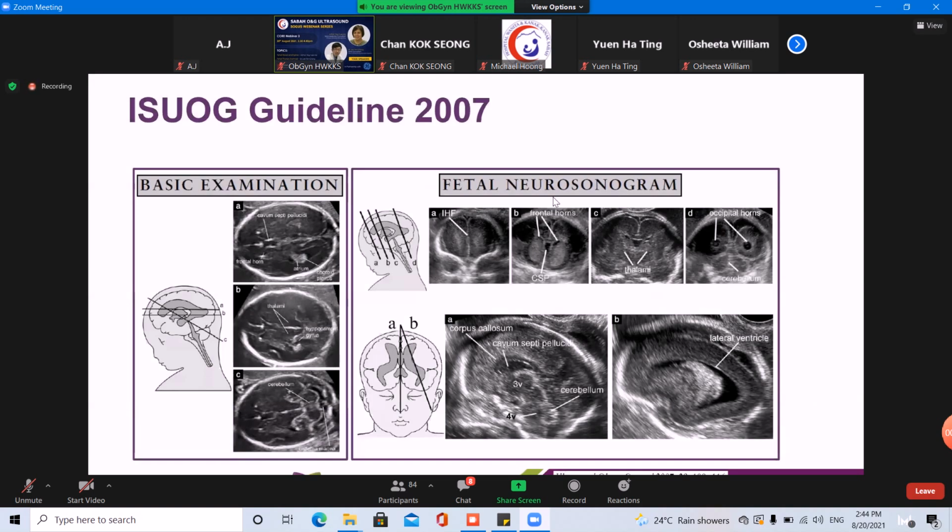Now the basic examination is the examination that every fetus should have during the routine anomaly scan. And the fetal neurosonogram is actually reserved for those who are at high risk of having CNS abnormality or those who are suspected to have CNS abnormality. And what is the difference between the old guideline and the new guideline?